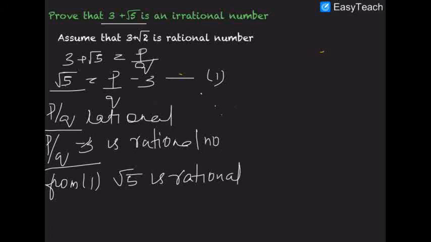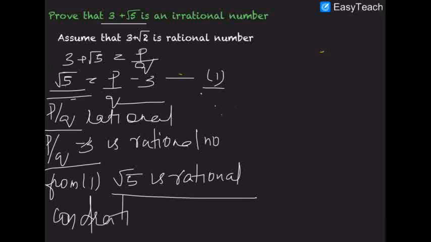What is equation 1? Equation 1 is root 5 is equal to p by q minus 3. The right side of the equation, p by q minus 3, is rational, which means the left side will also be a rational number, that is, root 5 is rational. But we know that root 5 is irrational, so this is a contradiction. Root 5 is rational is a contradiction, since we know that root 5 is irrational, so we contradict our assumption.